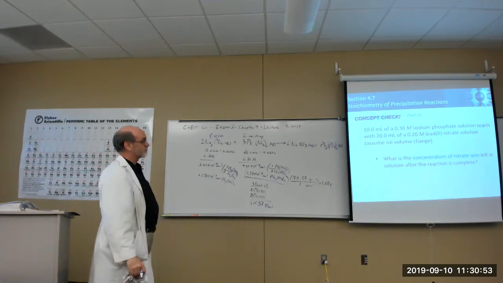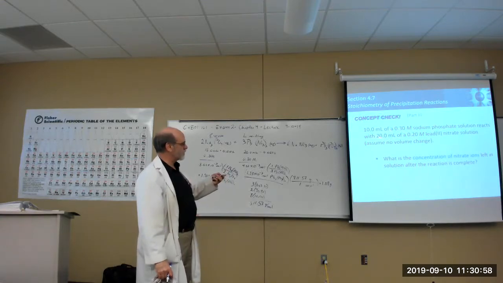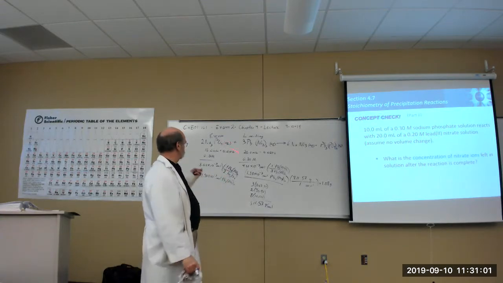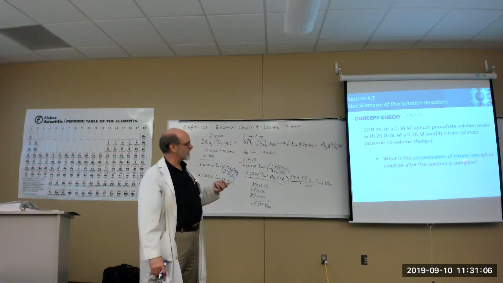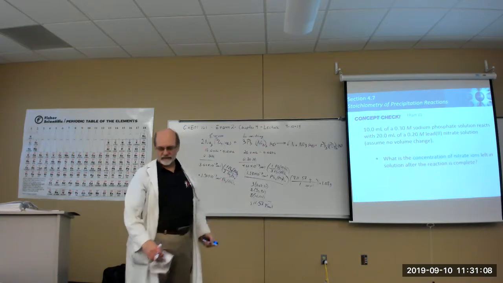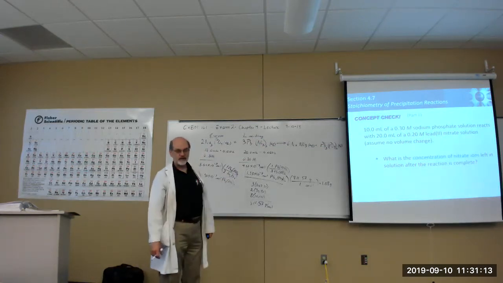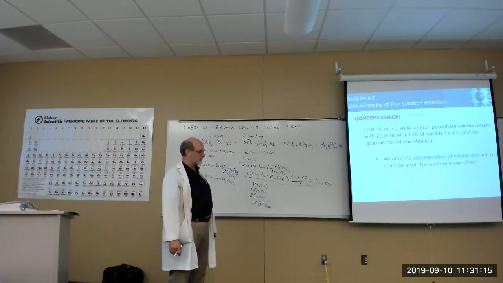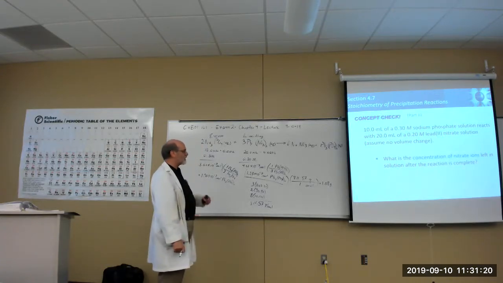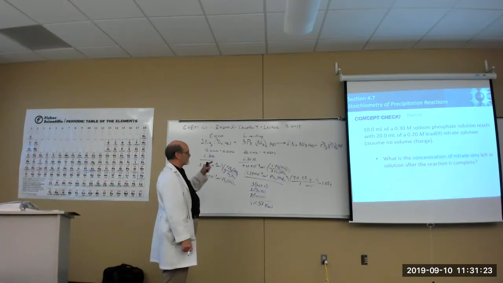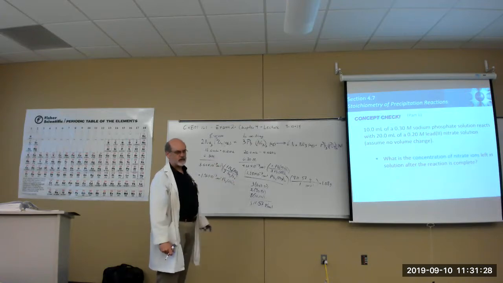This is a trick question. If we have this much sodium phosphate reacting with this much lead nitrate, similar to these two, what is the concentration of nitrate ions left in solution after the reaction is complete? First of all, you ask yourself, is the nitrate part of the reaction? No. Nitrate's a spectator. So in order to determine the concentration, all you need to know is how many moles of nitrate and what's the final volume.